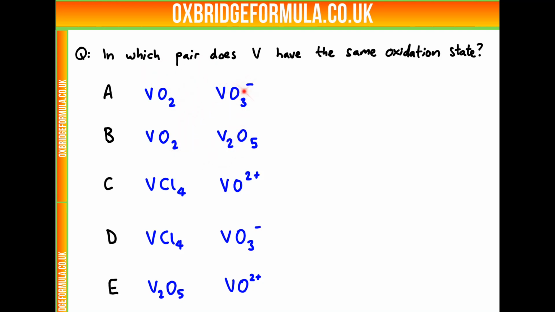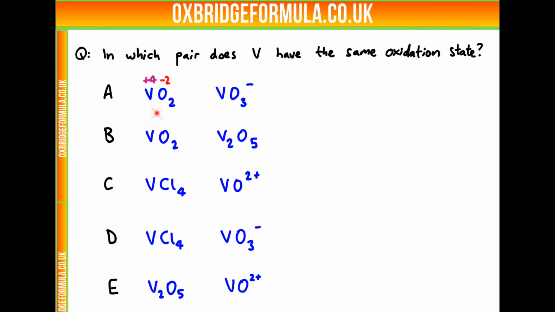Well, one of the rules that we need to use is that oxygen always has an oxidation state of -2, unless it's in a peroxide. None of these are peroxides, so we don't need to worry about that. We can always assign oxygen as -2. So in this case, what does that mean for vanadium? So we have 2 times -2, taking us down to -4. Then, to make a neutral species overall, vanadium therefore has to be +4.